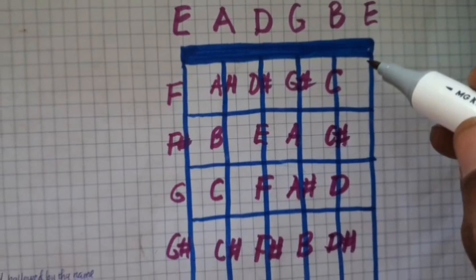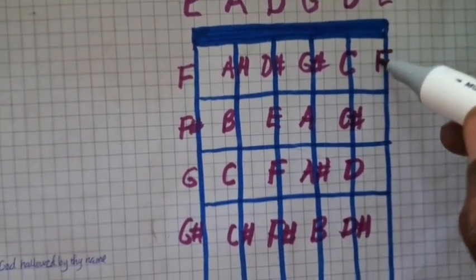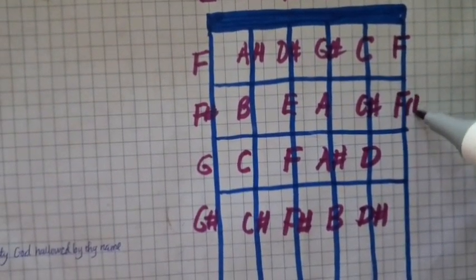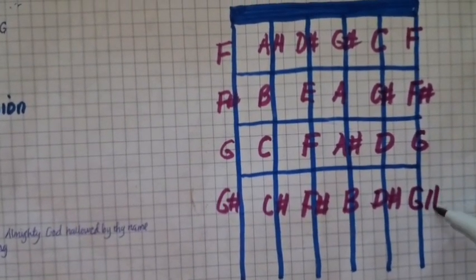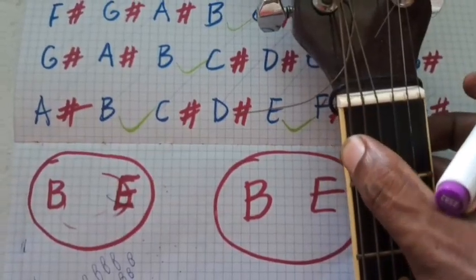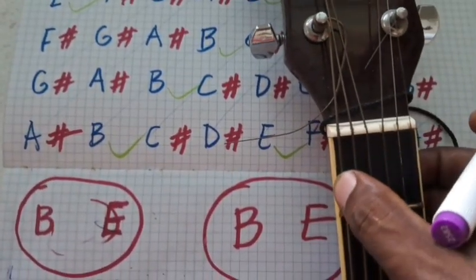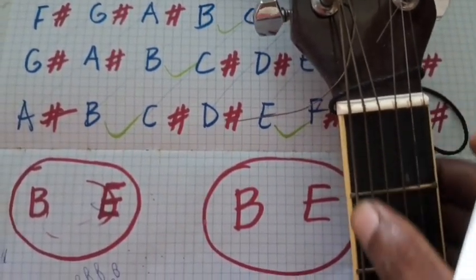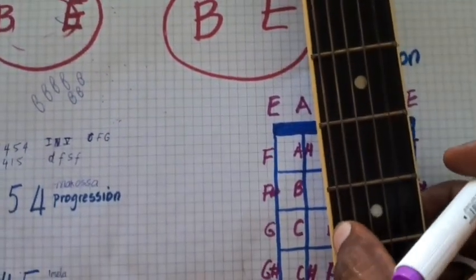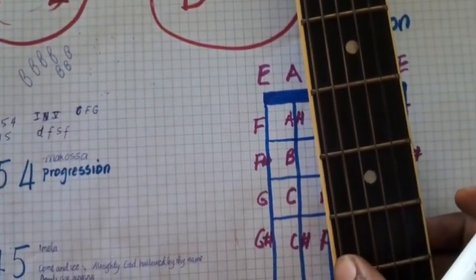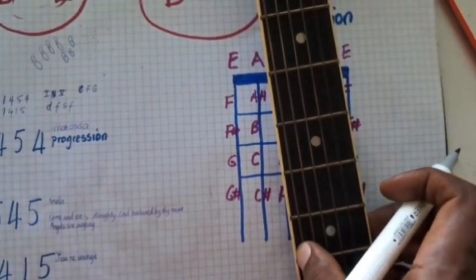So the same thing goes for E. After E is F. Then we have F, F sharp. Then we have G. Then we have G sharp. So you continue in that manner. We have after E, E, F, F sharp, G, G sharp, A, A sharp, B, just like that.